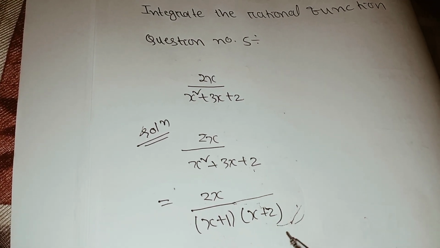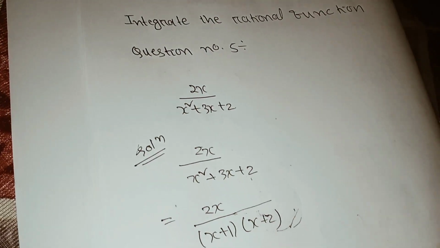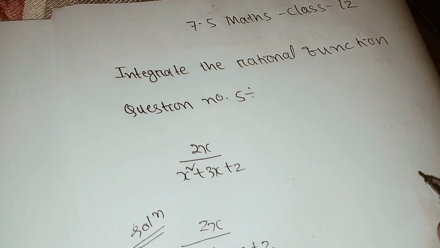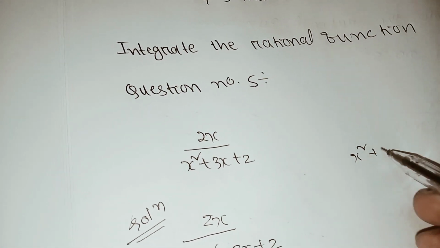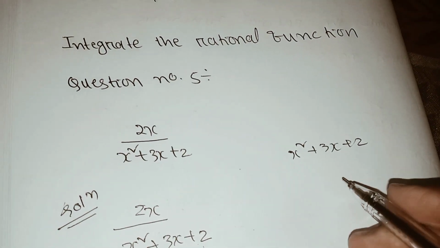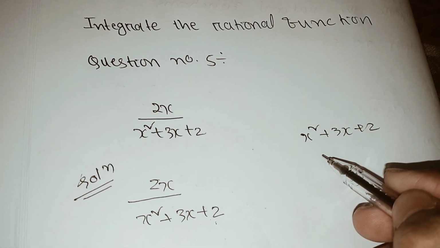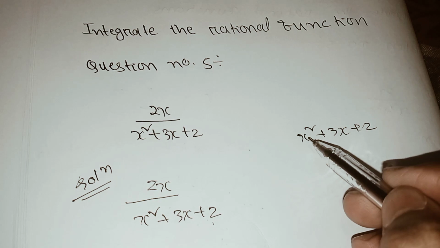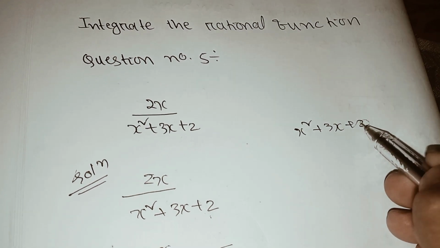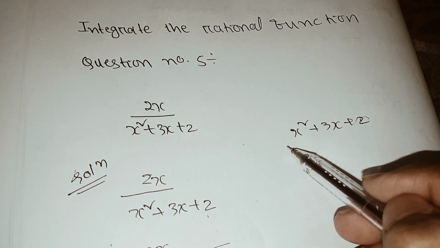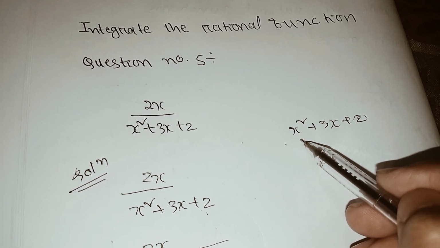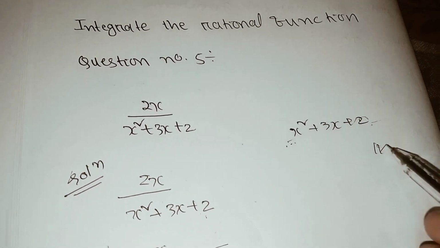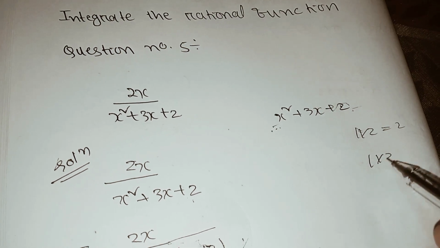But you need to know how we get this, so I will teach you, don't worry. Don't be confused, okay? So you can see x squared plus 3x plus 2. We have to factorize this term using the concept from class 9th and 10th. So we have to multiply the coefficient of x squared, which is 1, with the constant term that is present. So we have to multiply them.